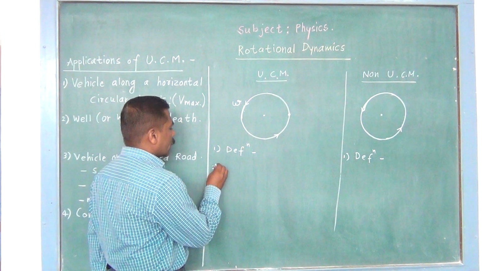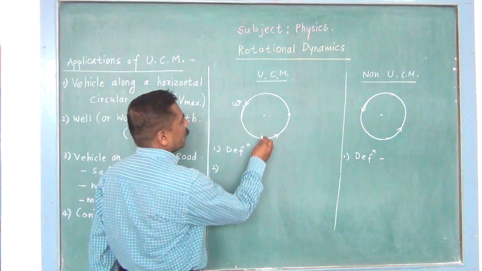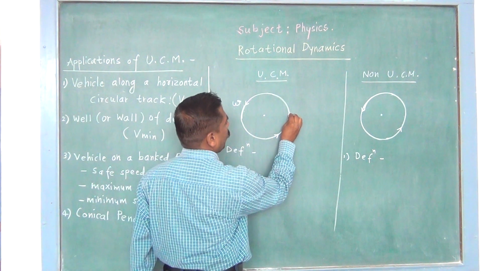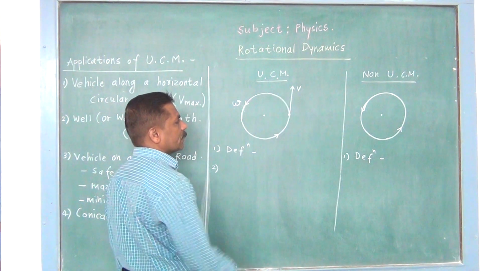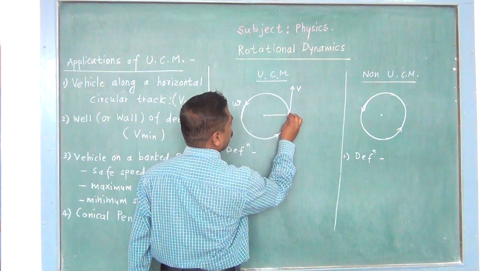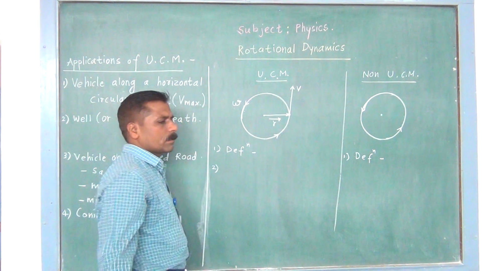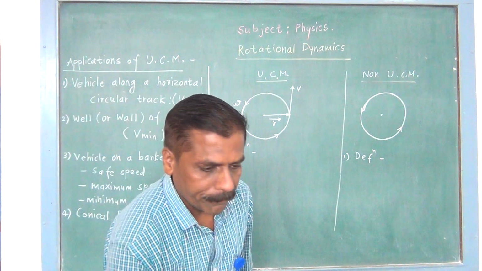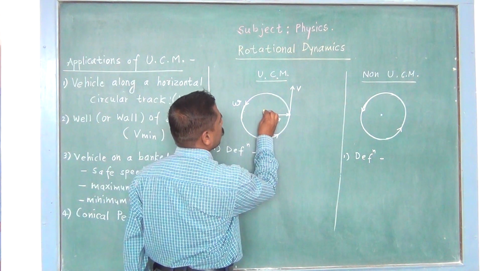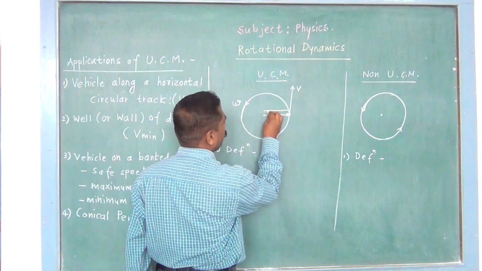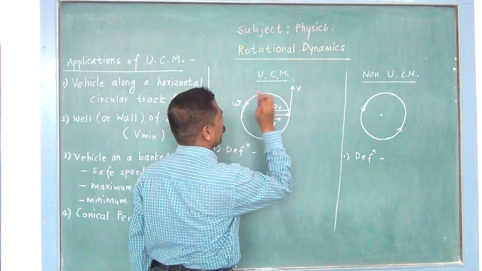Secondly, when we consider the particle moving in a circular motion, suppose this is the position of the particle, then you will find this is the direction of the linear velocity, and this is the direction of the radius or the position vector. In case of uniform circular motion or a circular motion, you will find there is radial or centripetal acceleration.